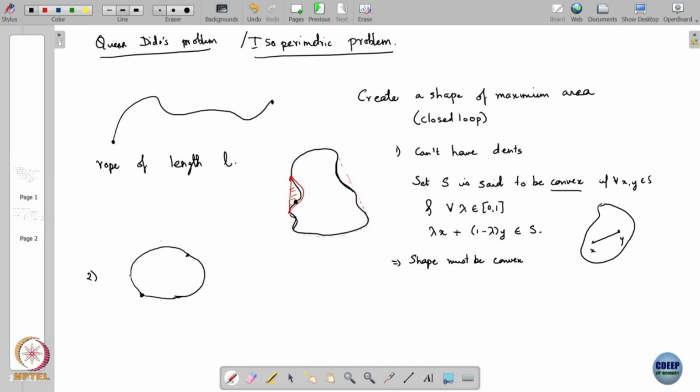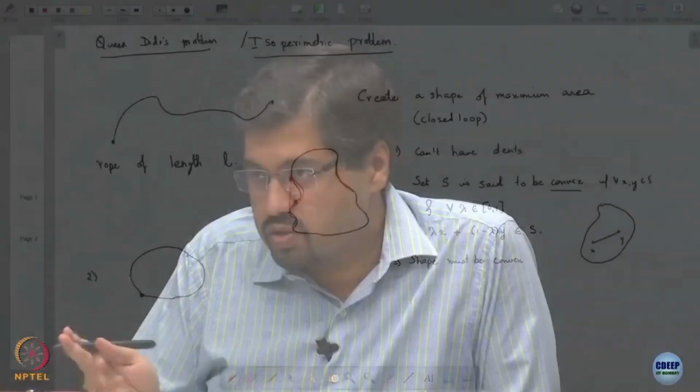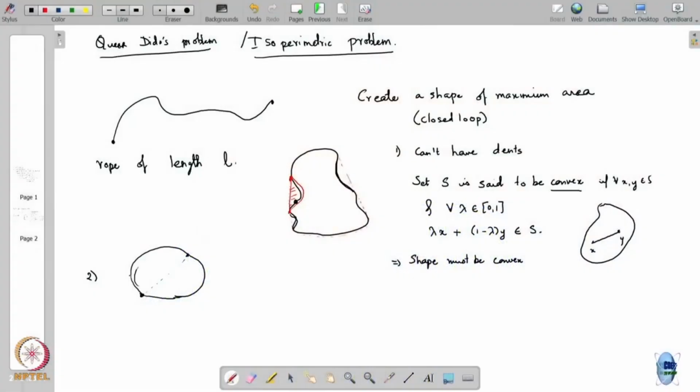Okay. So, half the rope is on one side, half the rope is on the other side. So, this length, all of it is L by 2. The other half is also L by 2. Okay. So, now any observation you can make about this?